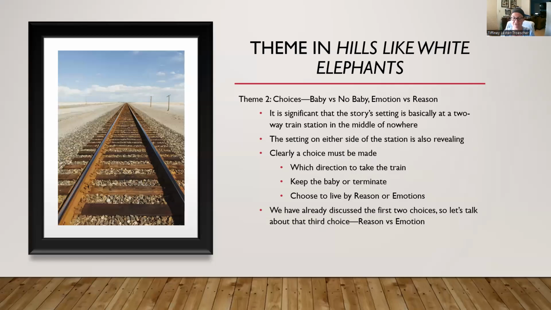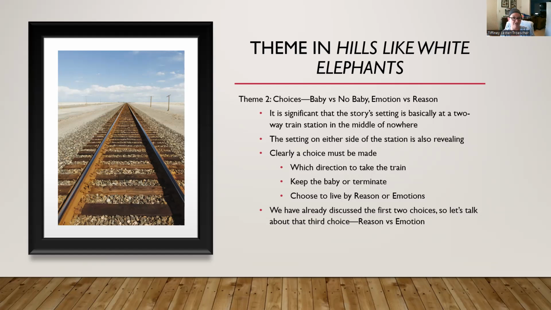Another theme we have here is obviously choices, right? So we have a choice between baby versus no baby and emotion versus reason. And obviously, it's significant that the setting is basically at a two-way train station in the middle of nowhere. You know, the setting on either side of the station is revealing. We talk about that life versus no life. It's clear a choice must be made, right? Which direction to take the train, keep the baby or terminate. Choose to live by reason or emotion.